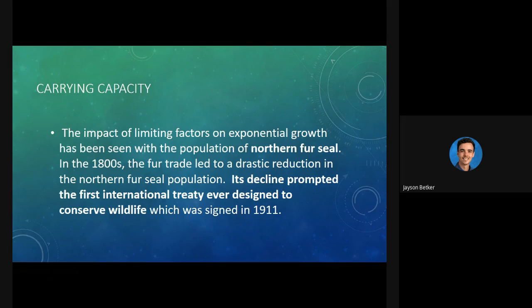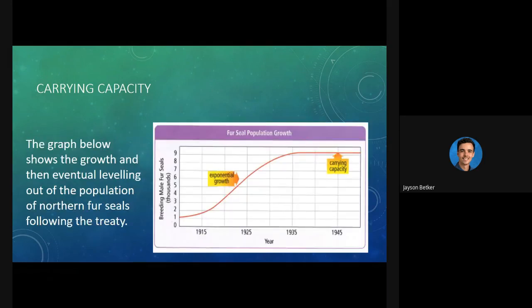For the impact of limiting factors on exponential growth, I have an example on the next slide with the population of northern fur seal. In the 1800s, the fur trade led to a drastic reduction in the population of the northern fur seal, almost completely wiping it out. Its decline prompted the first international treaty ever designed to conserve wildlife. It was signed in 1911. Let's take a look at what this did to the population of the seals. The graph to my right shows the growth and then eventual leveling out of the population of northern fur seals following the treaty.